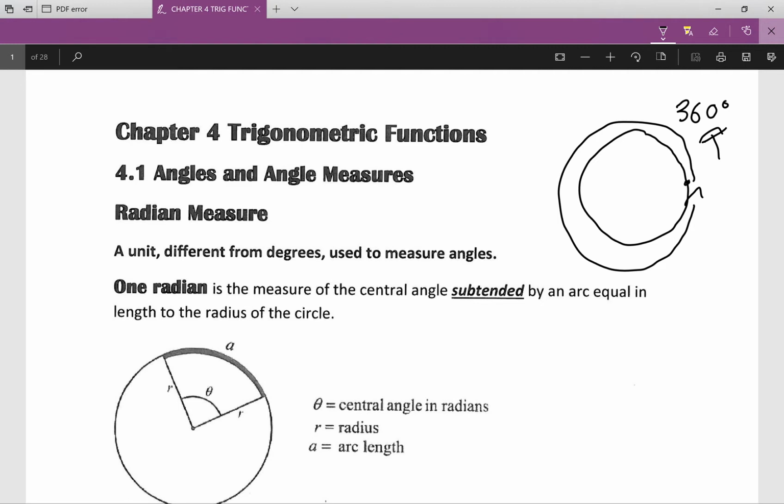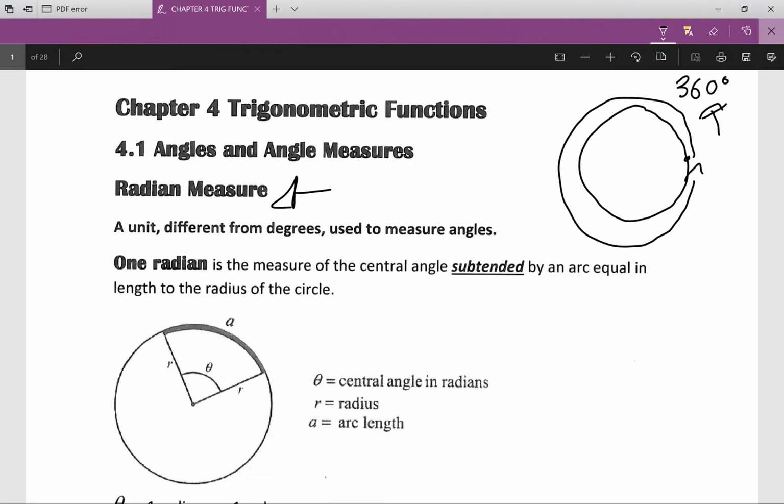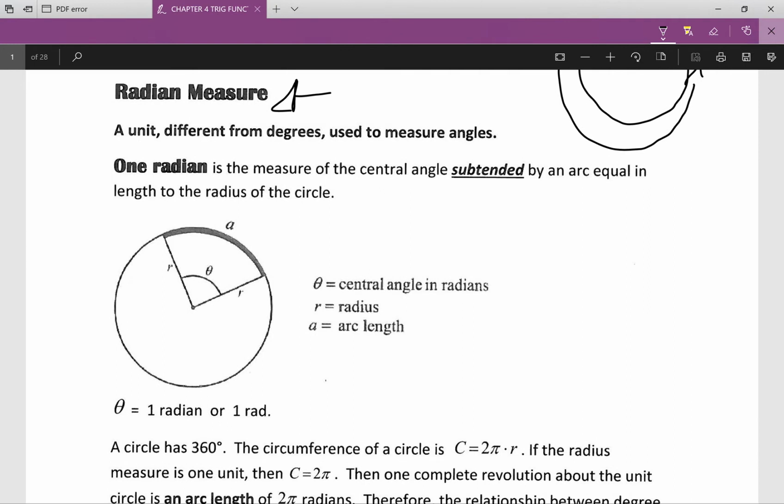Its history is rooted back in ancient Babylonia, thousands of years ago. So mathematically speaking, 360 degrees doesn't actually give us the exact and precise values that we like to get. So instead, we use something called a radian measure. Now, 1 radian is the measure of the central angle subtended by an arc equal to the length of the radius of the circle. Wow, what does that really mean?